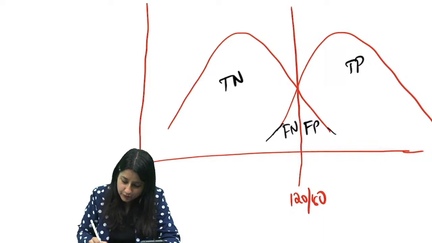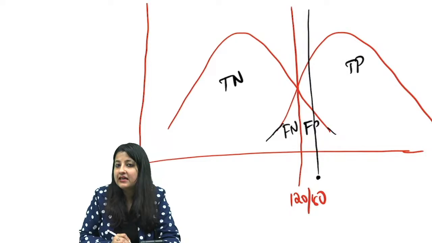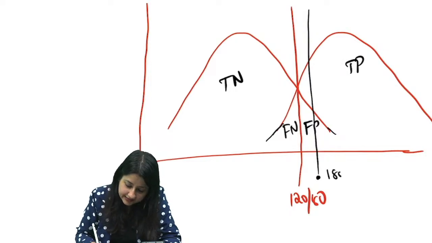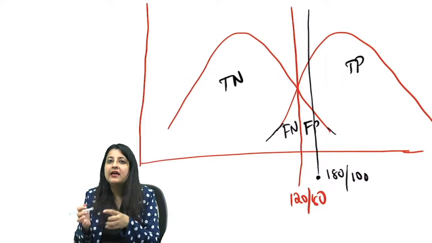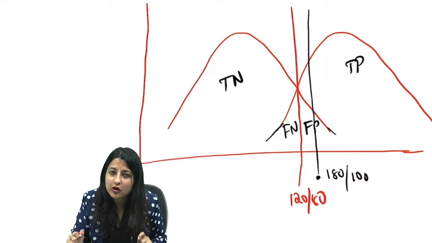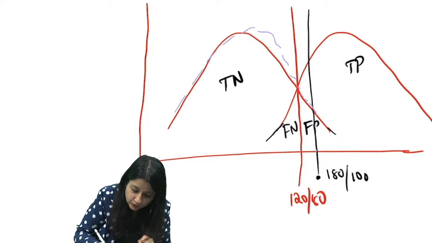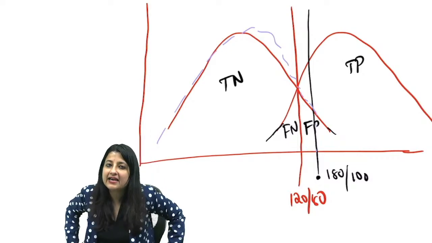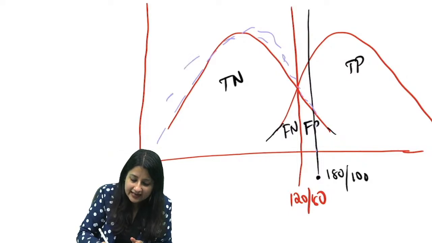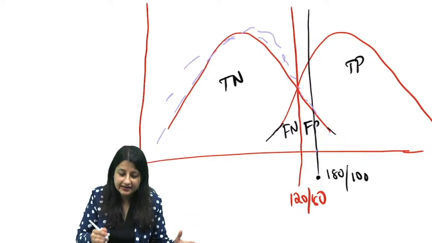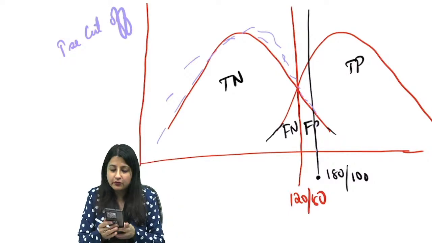Now मैं क्या करूँगी? I'm going to increase the cutoff. So let me take the cutoff here. Now I have increased the cutoff. Let's say I've made the cutoff 180/100. Now if I increase the cutoff, fewer people are going to fall in that range. So which side of the graph is going to increase, guys? Are you understanding? It is going to increase on the left hand side. So if you increase the cutoff, fewer people are now going to fall into that cutoff.